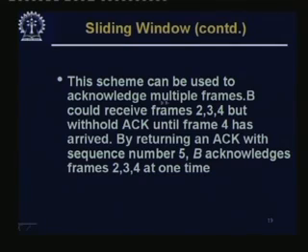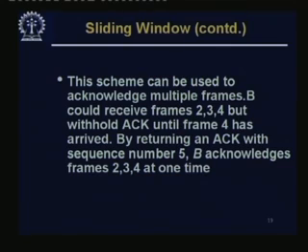This scheme can be used to acknowledge multiple frames. B could receive frames 2, 3, 4, but withhold ACK until frame 4 has arrived. By returning an ACK with sequence number 5, B acknowledges frames 2, 3, 4 at one time. In this protocol, when a particular frame, say frame number 53, is acknowledged indirectly by sending ACK 54, that means all frames up to 53 have been received. So, one particular ACK may act for a number of frames.